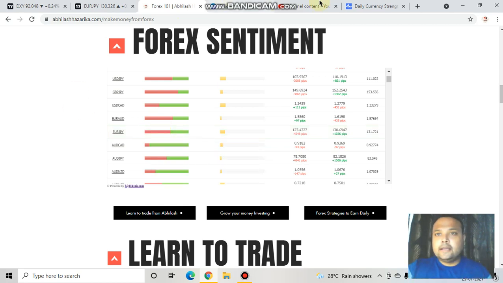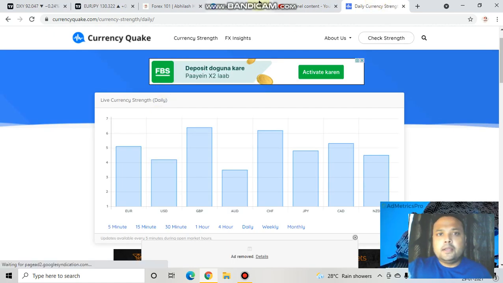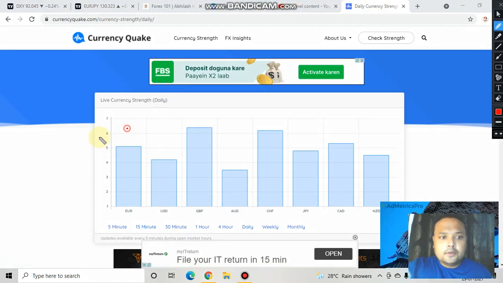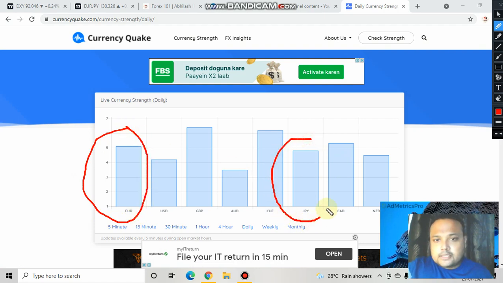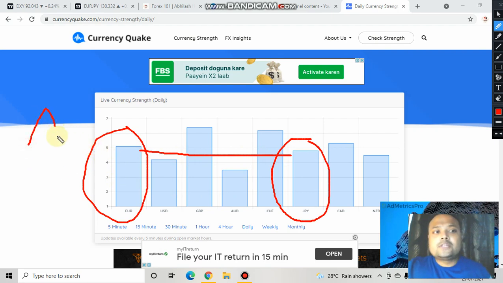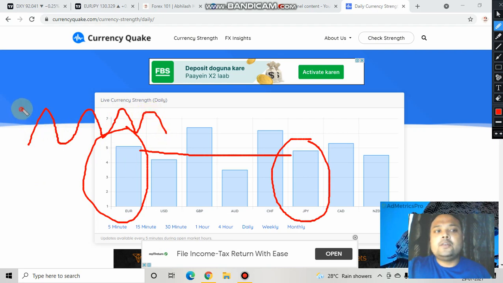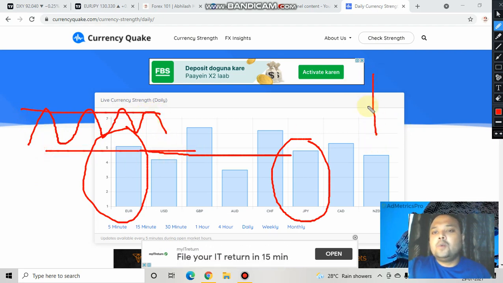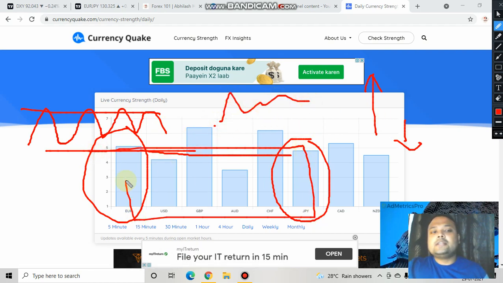And if we look at the currency strength meter here, we can see that this is the euro and this is the Japanese yen, and you can see that they are almost of equal strength. I have clearly spoken in my earlier videos that whenever you get two currencies of equal strength, the market remains sideways. If one currency is strong and one currency is weak, then you get a trending market. But in a scenario like this, when two currencies are almost of equal strength, you get a sideways market. So looking at this currency strength meter, there is a possibility that the market will remain sideways.